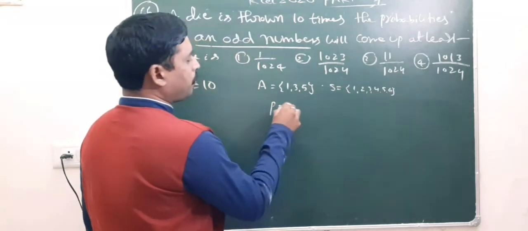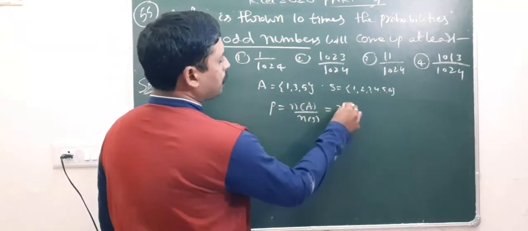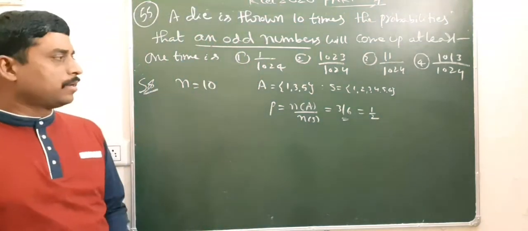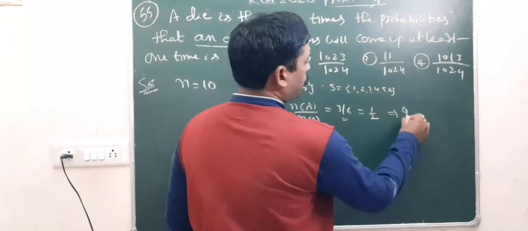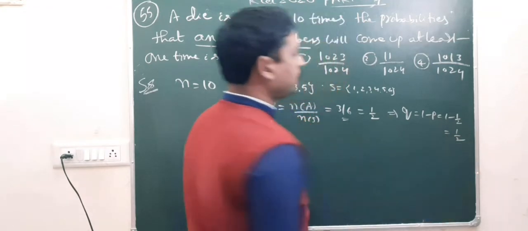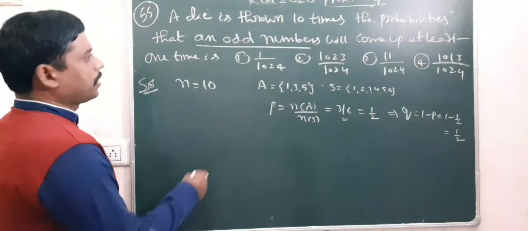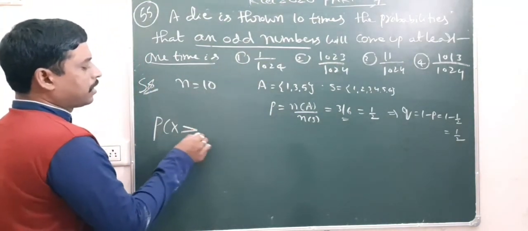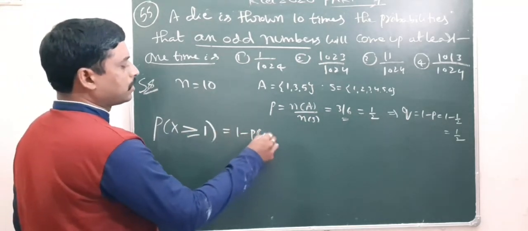Therefore odd number probability P is equal to n of A by n of S, that is equal to 3 by 6 is equal to 1 by 2. So probability of odd number is 1 by 2. That implies Q is equal to 1 minus P, this is also 1 by 2. This is the probability of even number, not odd number. What is required? At least one time. We have to find P of X greater than or equal to 1. This is nothing but 1 minus P of X less than 1.